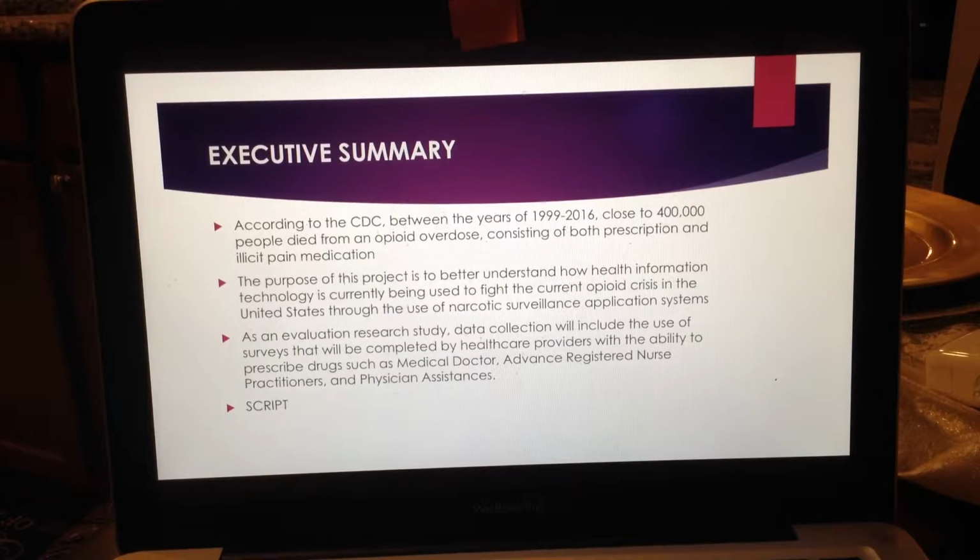For this research project, I'm going to be doing an evaluation study and data collection through surveys completed by different healthcare providers under the South Carolina Prescription Monitoring Program, also referred to as SCRIPTS, the Reporting and Identification Prescription Tracking System. I will be looking at different stakeholders, such as licensed professional medical personnel that actually use the system on a daily basis.